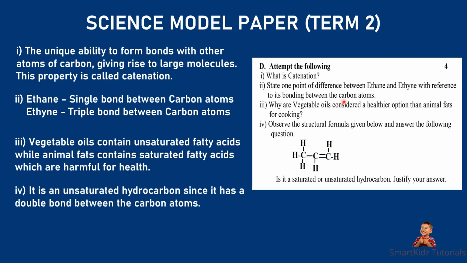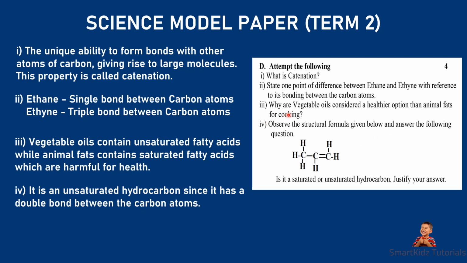That's it, nothing more. So ethane we know is made up of single bond. It's an alkane. And ethyne on the other hand is an alkyne, which means there is a triple bond between carbon atoms. So that is the only difference we are asked. If you give anything else, even though it is correct, the difference between ethane and ethyne, it will be marked wrong because you specifically asked for bonding between carbon atoms.